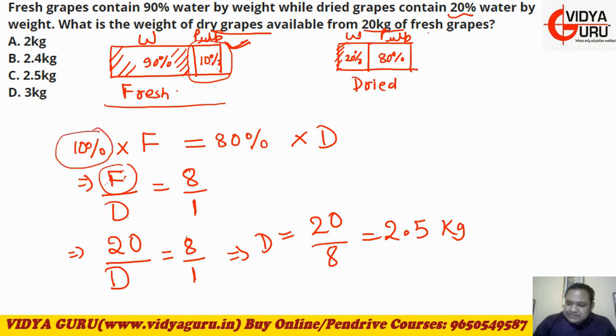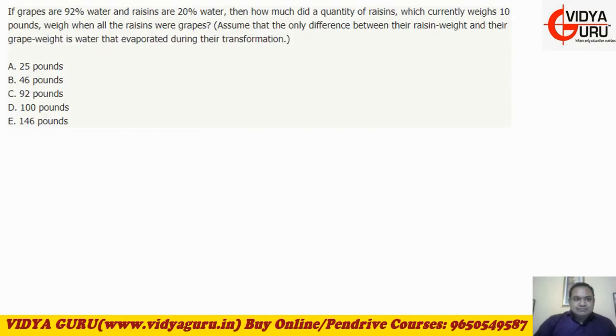So you have to just understand what this fraction will be. 90% water means 100 minus 90%, that is equal to 10%. So concentrate on pulp, form this equation. With the help of the equation you will get this ratio, and with the help of this ratio you can solve it immediately. Let's move to the next one.